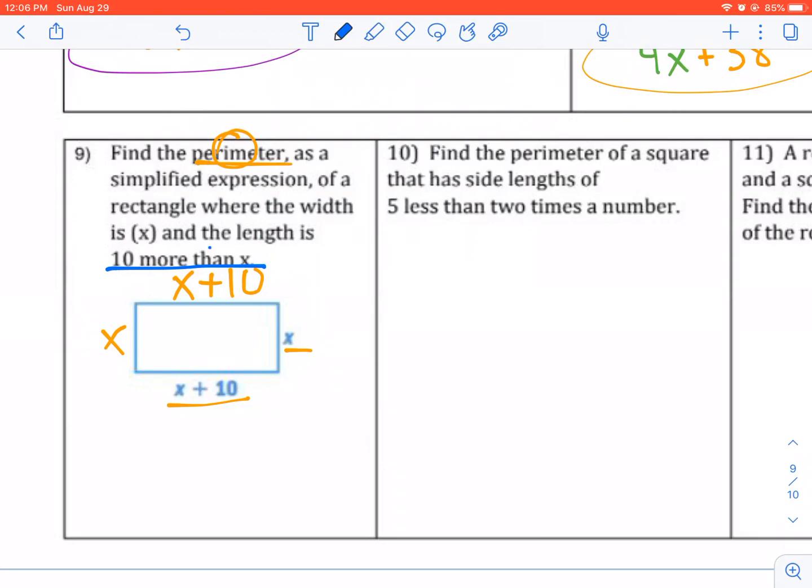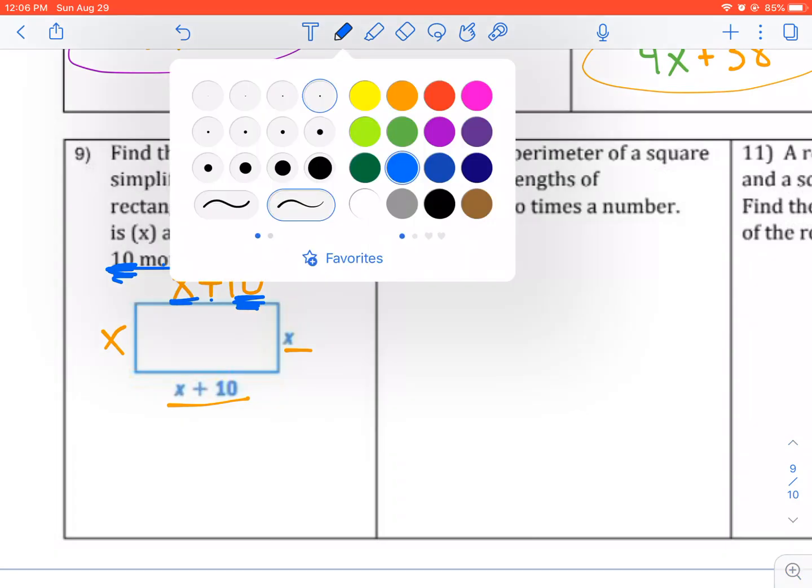So remember, whenever it says the word than, we actually kind of switch the order so that the 10 that's listed first is actually at the end of our expression, and more would be adding. And then our x that's at the end of that word sentence is actually in the beginning of our expression right here. So now to find the perimeter, we're going to combine all the way around the outside.